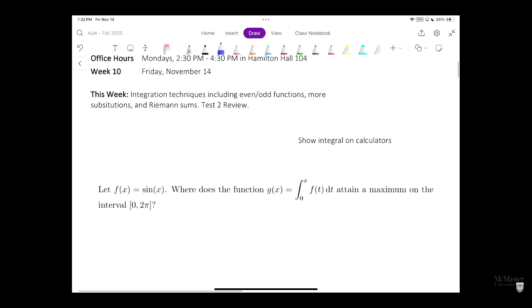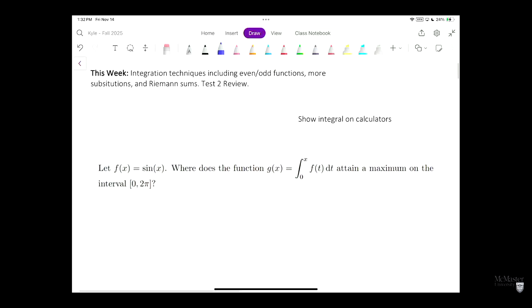So let f of x be equal to the sine of x. And we're going to ask, where does the function g of x attain a maximum on the interval 0 to 2 pi? Also, we're still going to be doing a mix of test review content for this tutorial, but these questions might not be the same difficulty as the ones you're going to see on the test, okay? So we're still going to cover all of the content today.